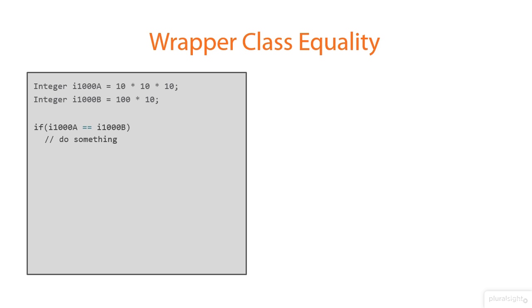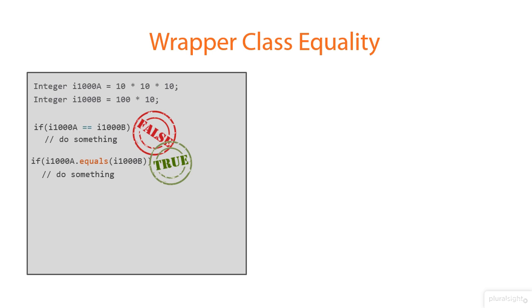Now if I compare them using the == operator, if these were two primitive variables, == would compare just fine. But because these are references to classes, this will actually test false. Because remember, == only returns true if both references point to the same exact object. So when we're working with these wrapper classes, we generally want to use the equals method to check for equality. So if we say I1000A.equals(I1000B), we get back the value true, because it actually checks the value stored inside each one.